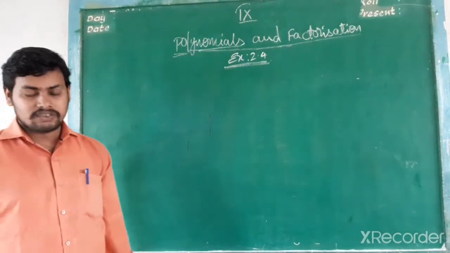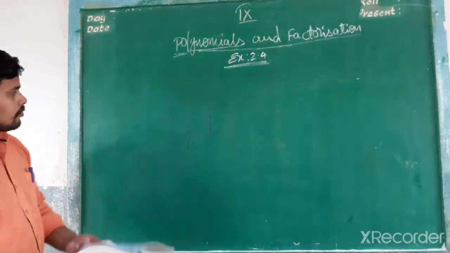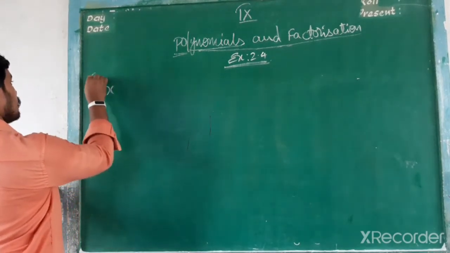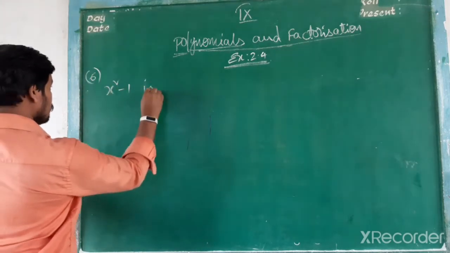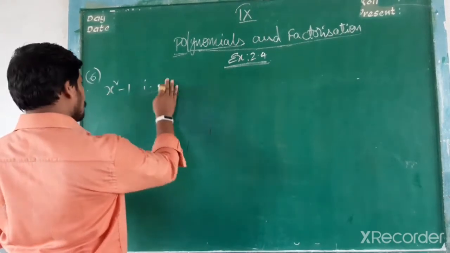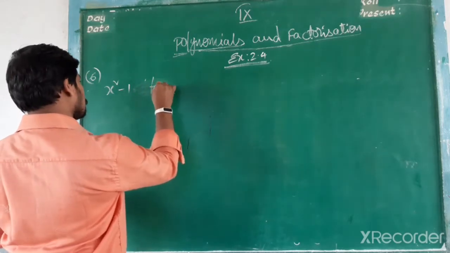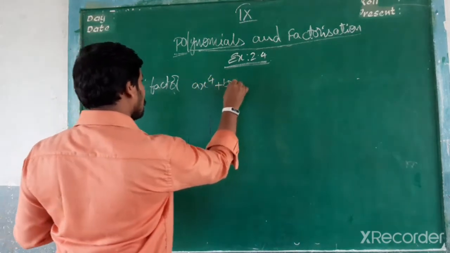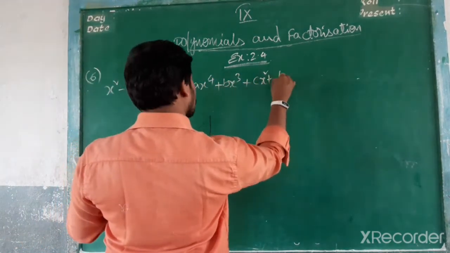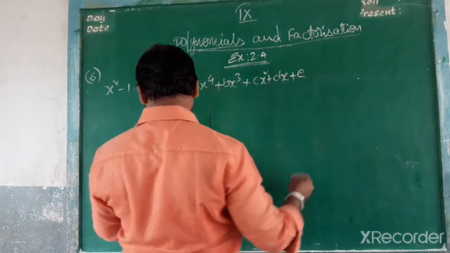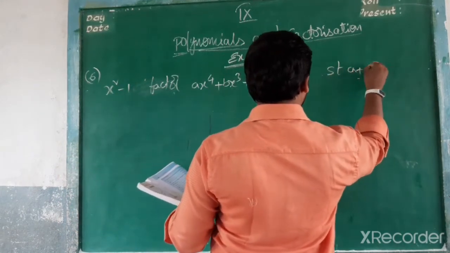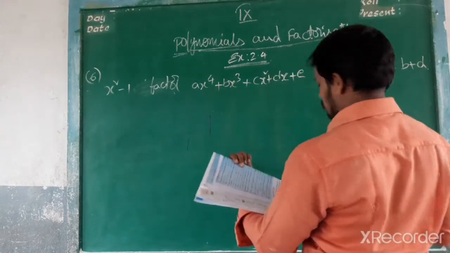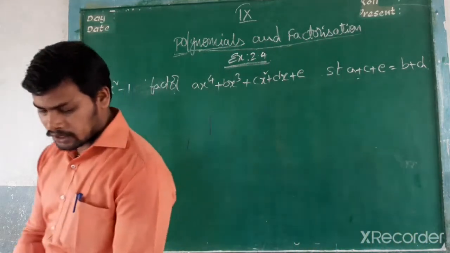Sixth one. If x square minus 1 is a factor of ax power 4 plus bx cube plus cx square plus dx plus e, then show that a plus c plus e equal to b plus d.